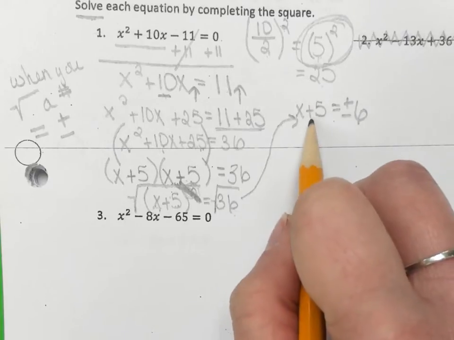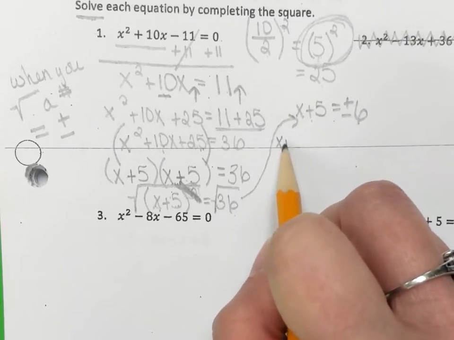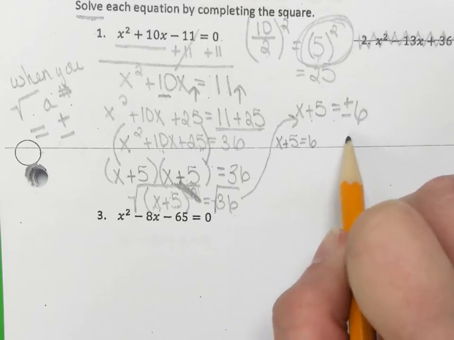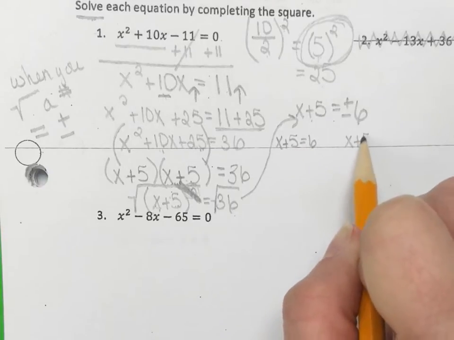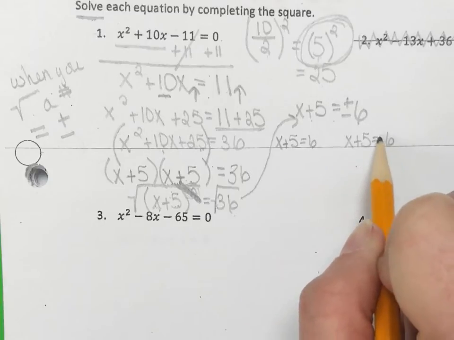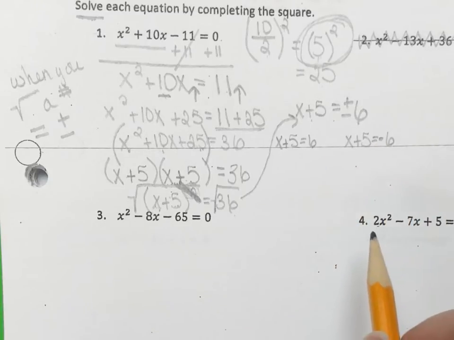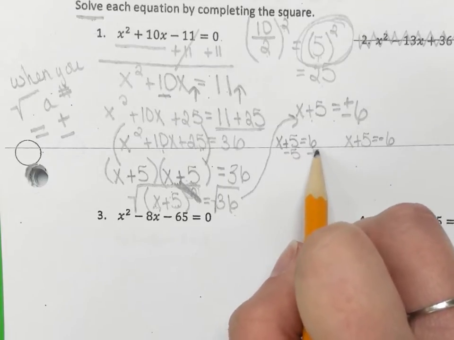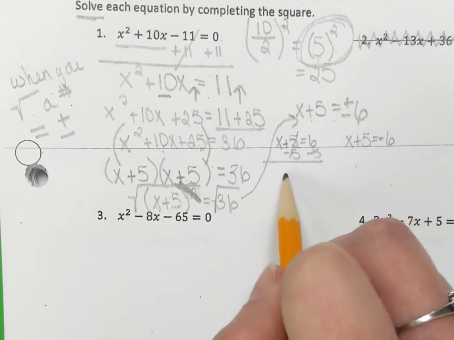Alright, so you have 2 answers and then we're done. You have x plus 5 equals a positive 6. And you have x plus 5 equals negative 6. Alright, move the 5 over and then we're done. And I'll show you what we just got, okay, when you grab your calculators.